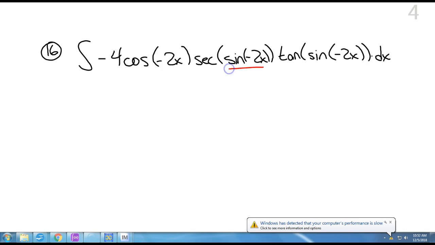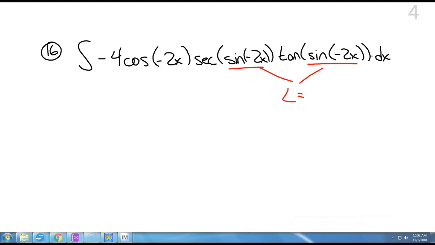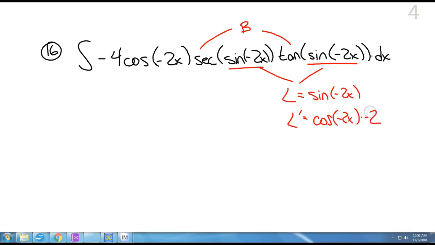The sine -2x is your little guy. Because it's written twice, that kind of gives you a clue, like we're taking some stuff of the sine -2x. That'll make sec tan your big guy. And you know how to integrate sec tan, right? You get sec. So L would be sine of -2x. L prime would be cosine of -2x times -2.